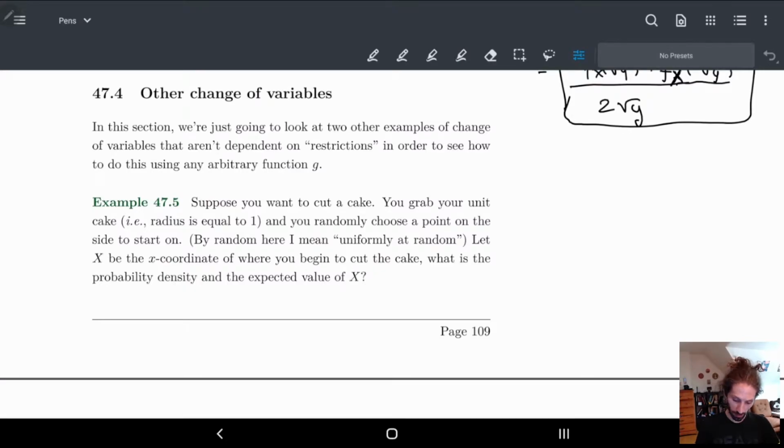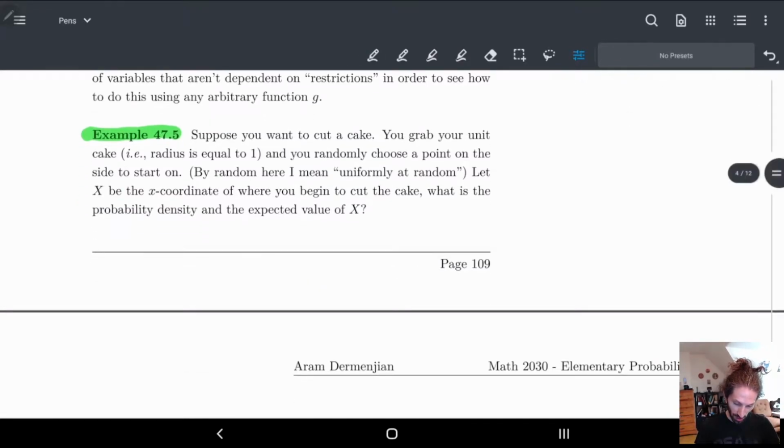So the first problem we're going to look at is cutting a cake, because as we all have learned, apparently Aram loves cakes. I don't know, half the examples I feel like are cakes. Anyway, so we're cutting a cake.